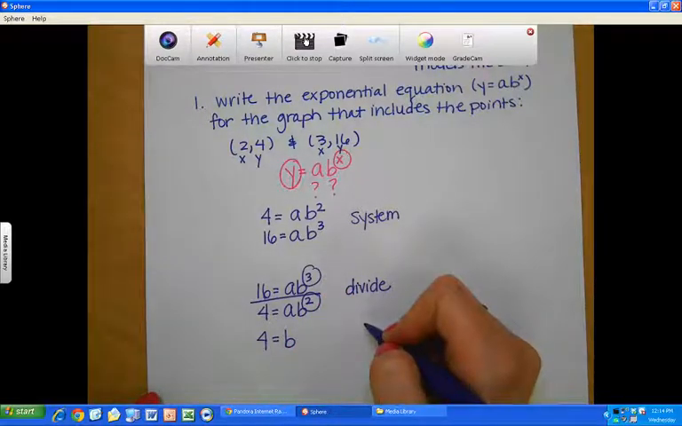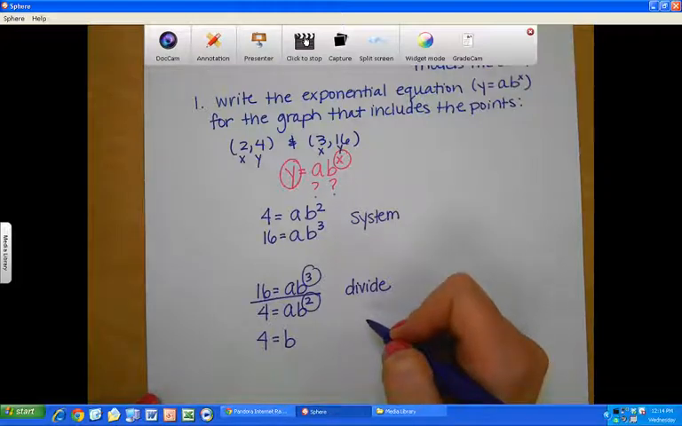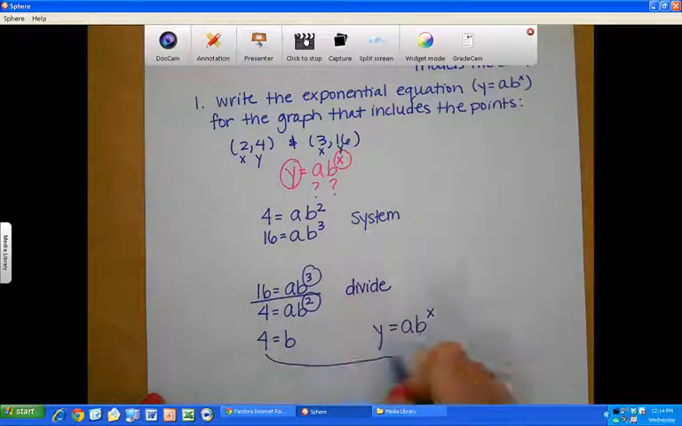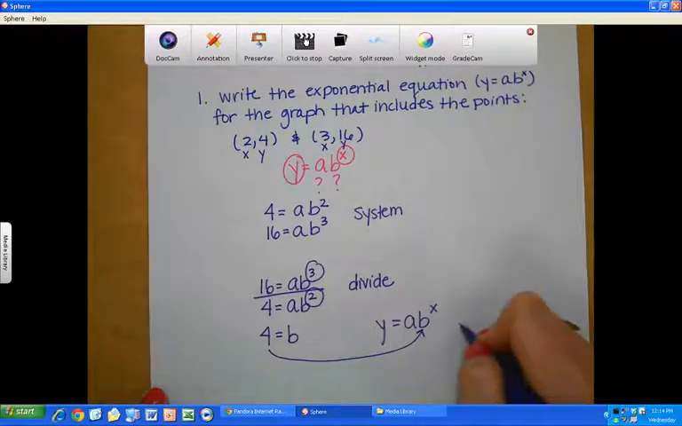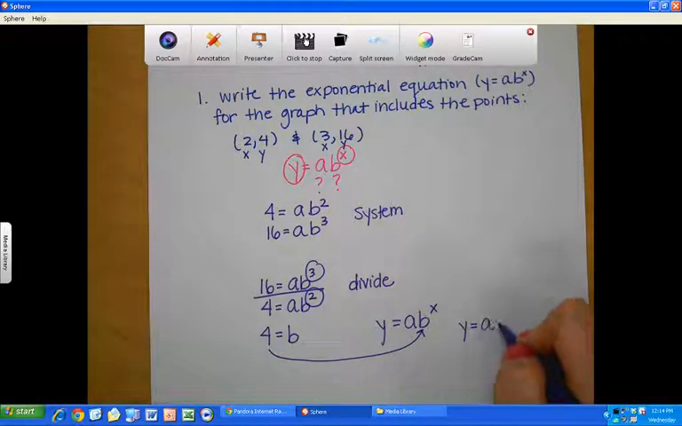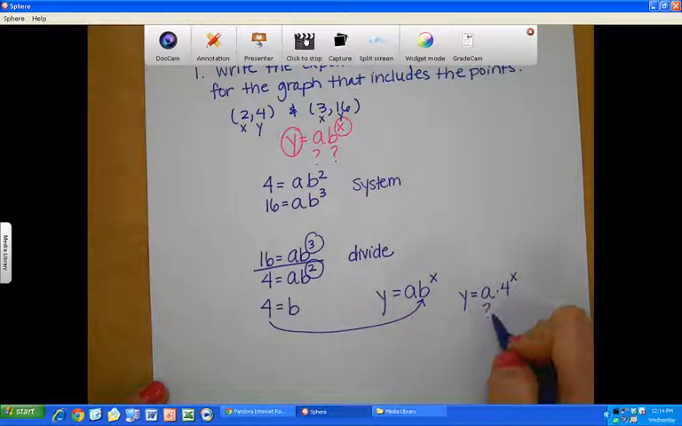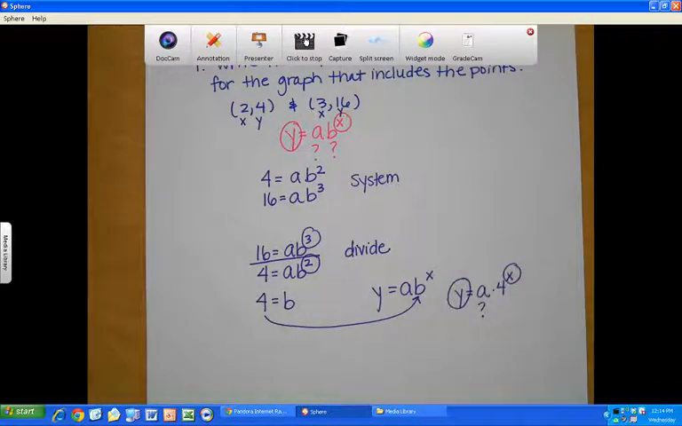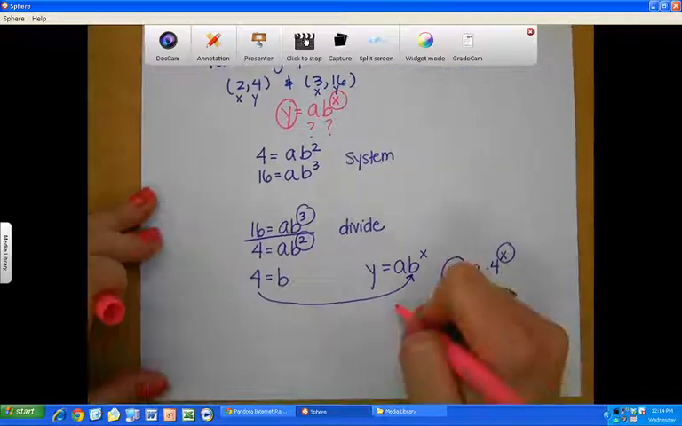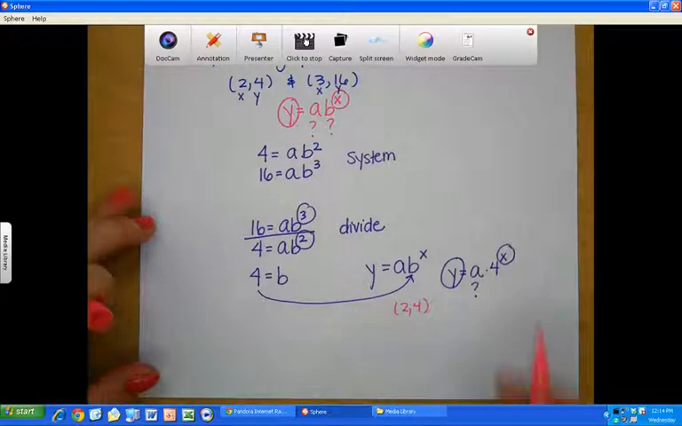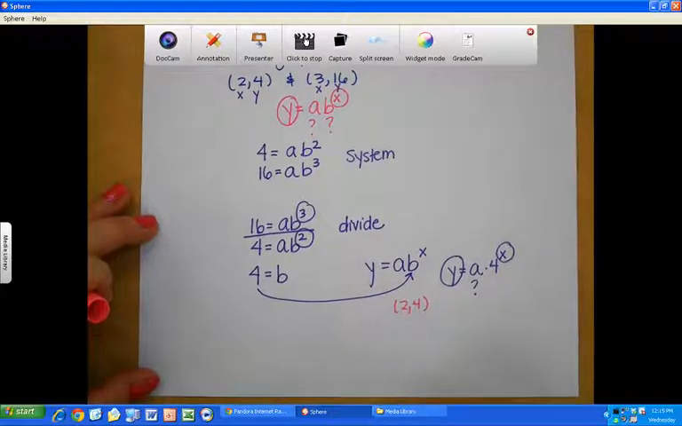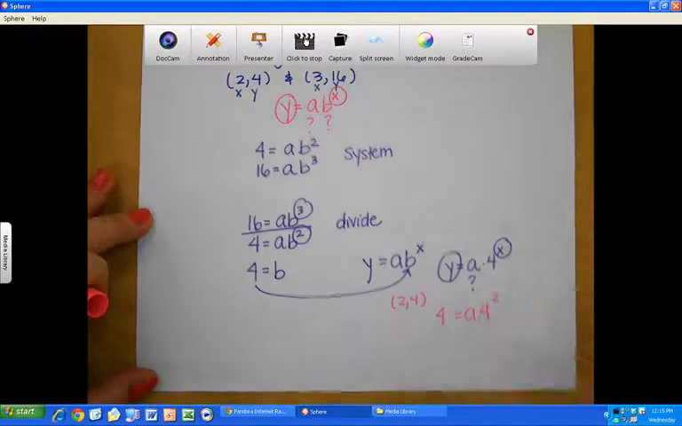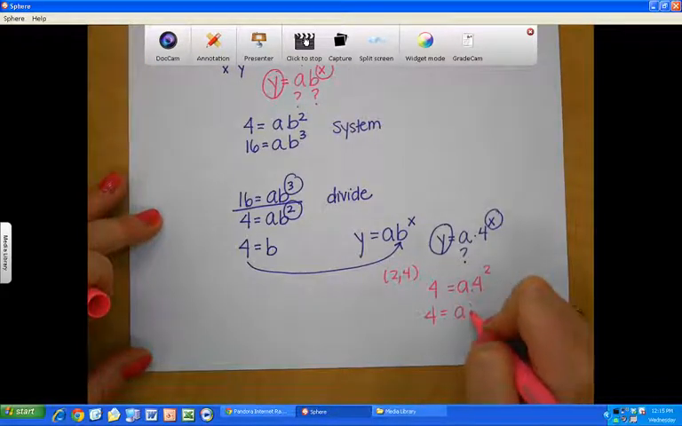So I'm going to take one of my original equations that I have. Here's your general one. I'm going to take my 4 and I'm going to put it right there. So I now know y equals a times 4 to the x. Still don't know what a is, but I know 2 different points with x and y. So you can pick either of the 2 points given to you. I'm going to pick 2 and 4. I'm going to substitute those in and then solve for a. So when I put the 4 in there, this gives me 4 equals a times 16.